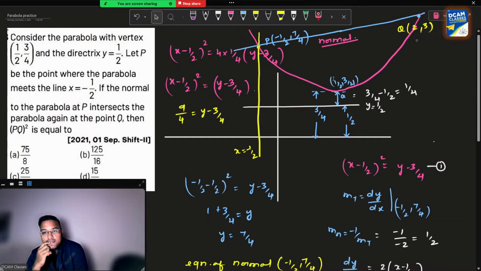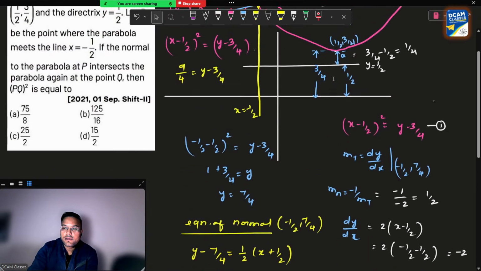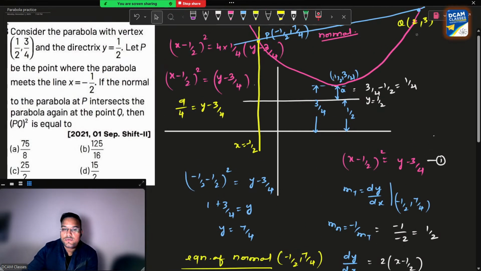You found out the equation of normal, na? Yes, sir. You have to just solve the equation of normal with the parabola. One point you already know, the x coordinate is minus half. The other point should be your point. And once you find P and Q, just use the distance formula to get PQ.